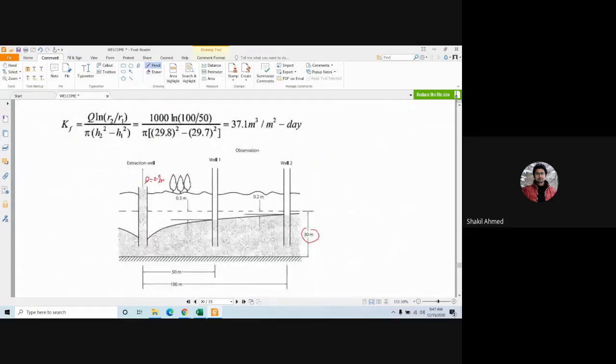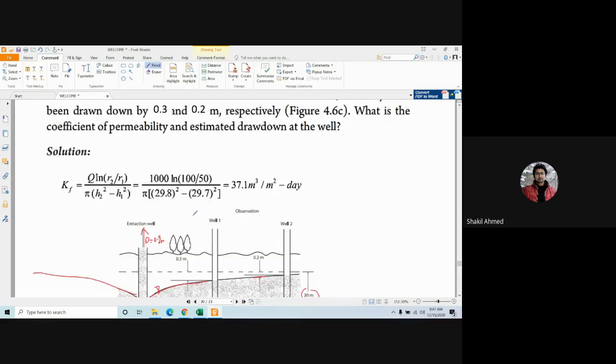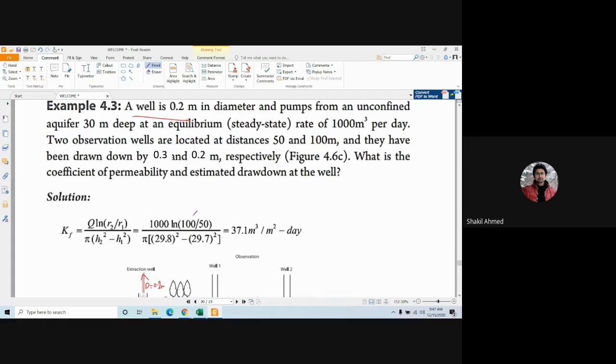Now, due to the extraction, there will be drawdown. So the water level from here will go down to there. Now the water level is here. Okay, this is how the drawdown has taken place, a cone of depression like this. Yes, sir. 30-meter deep at an equilibrium.